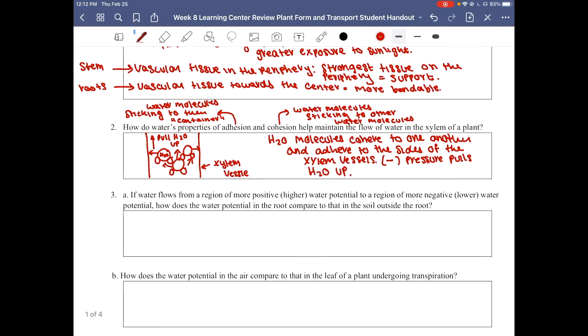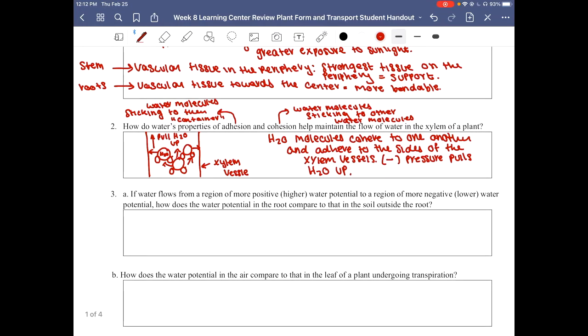Okay, so we talked about how there's a negative pressure that's pulling the water up. So that means that water is going from a more positive water potential area to an area that is more negative, which is lower water potential, right? So what do you think the water potential of the root is compared to the soil? If water is going from the soil to the root, then what must that say about the water pressures?